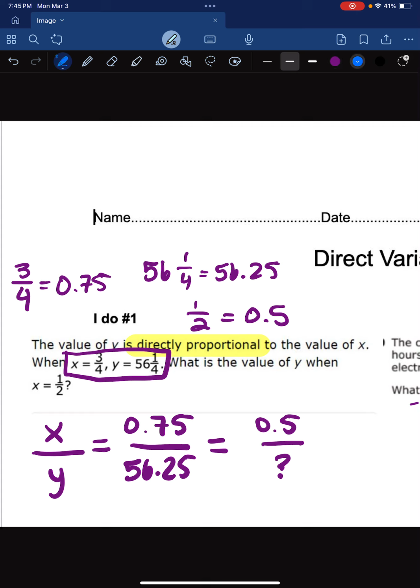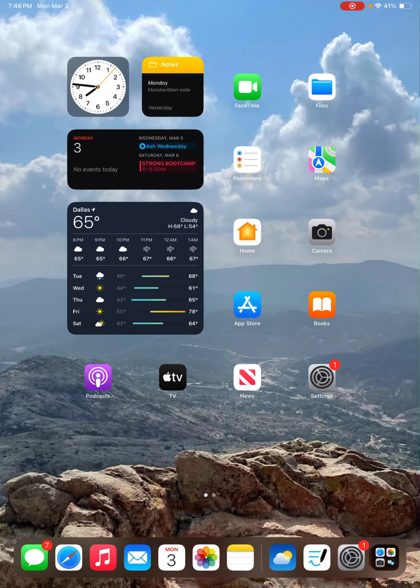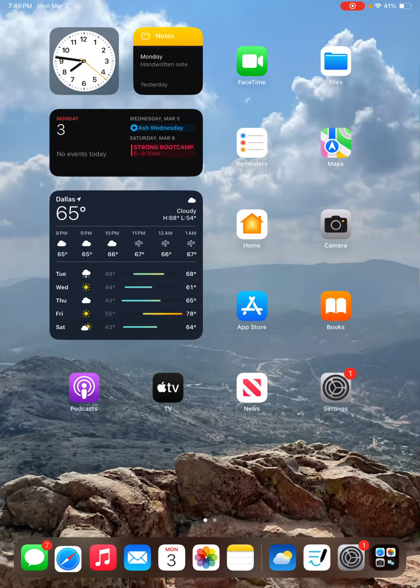Okay, so our next step here would be to multiply the two numbers that are diagonal from each other. So we're going to do 56.25 times 0.5. We will do this in Desmos. Okay, so 56.25 times 0.5. We see our answer here is 28.125.